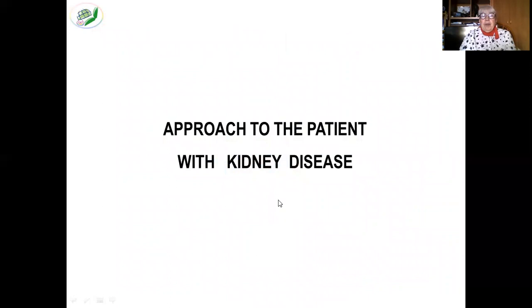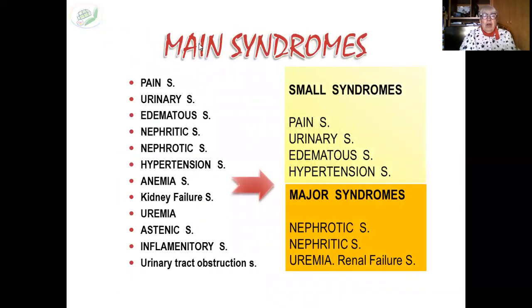So, approach to the patient with kidney disease. What do we have to start with? You have to know the main syndromes that represent these problems. There is the list. From it, we will form the box of main small syndromes: pain, urinary, edematous, hypertension, for the first part of the lecture, and the box of main major syndromes: nephrotic, nephritic, uremia, renal failure syndrome, for the second part of the lecture.